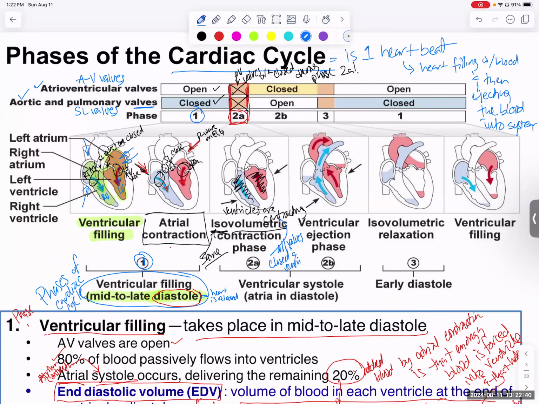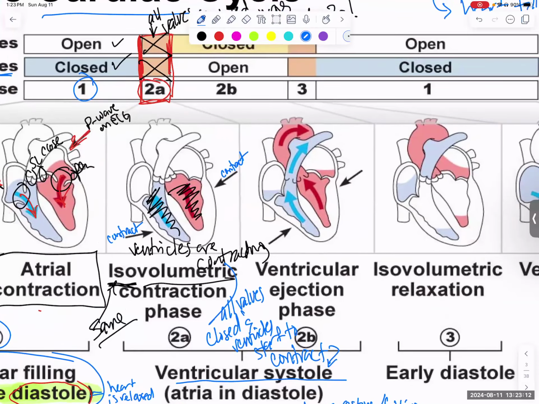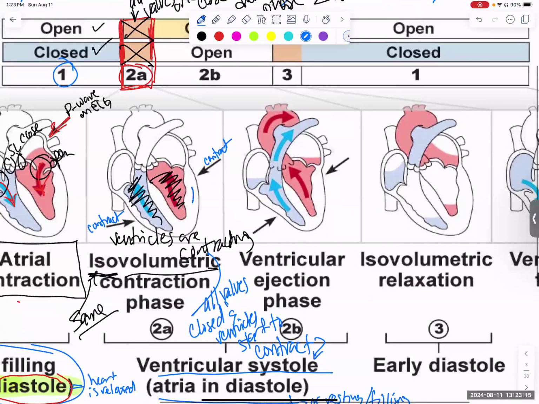and ventricles start to contract. And remember, contraction is systole. So ventricular systole is when the ventricles start to contract. Atria are now in diastole, or resting and filling, but ventricles are contracting. Isovolumetric, all valves are closed, but the pressure goes up in the ventricle, and that pressure as the muscle is contracting is enough to open the semilunar valves.